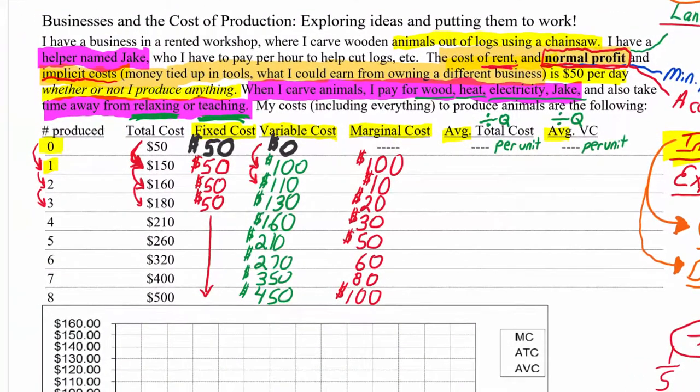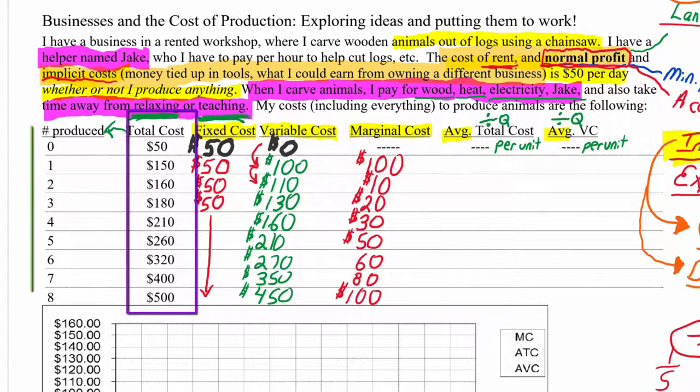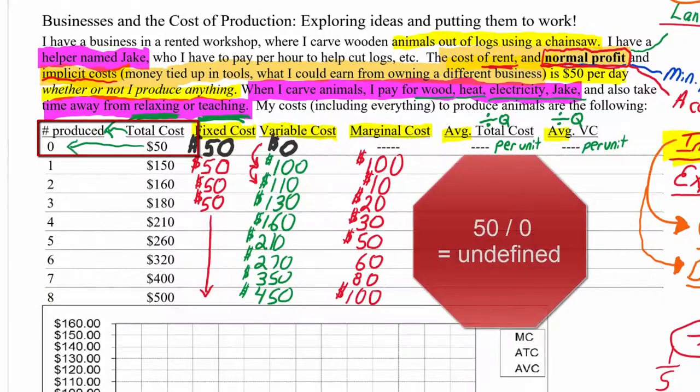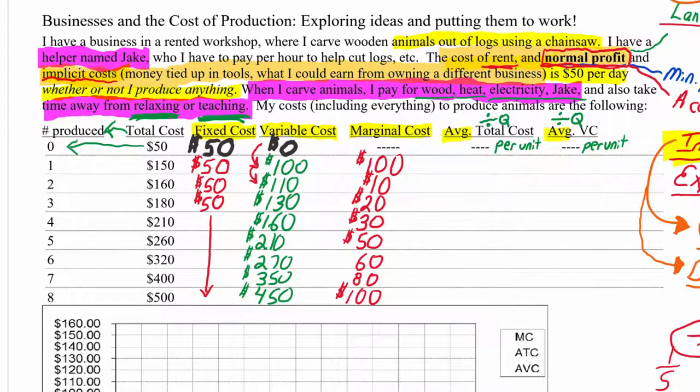So to get average total cost, we're just taking the total cost column and dividing it by the number produced column over here. Except we don't want to do it for zero, right? We don't want to divide 50 by zero. That's a no-no. So again, that's why we have this little dashed line over here. But for all the other ones, what's the average total cost when we produce one unit? 150 divided by 1. Well, it's $150 each. $160 divided by 2 says they cost $80 each.